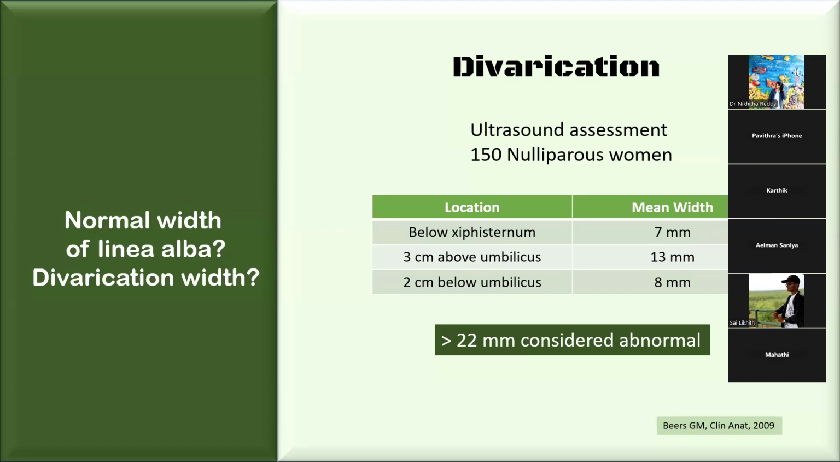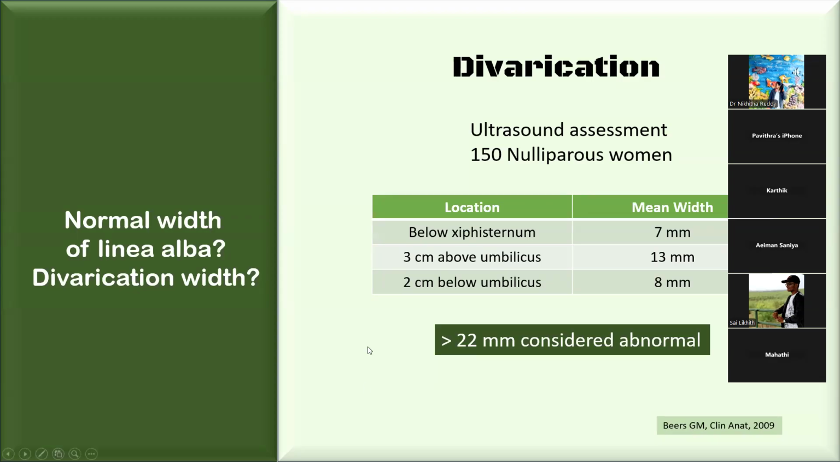Ultrasound assessment shows it is actually narrowest below the xiphisternum. It's not 1.5, but half of it. That's the average, mind you. There is a variation in that also. But it is widest about 3 centimeters above the umbilicus. And it's not very wide below the umbilicus. It's only slightly wider than below the xiphisternum. But anything more than 2 to 2.2 centimeters is considered abnormal.